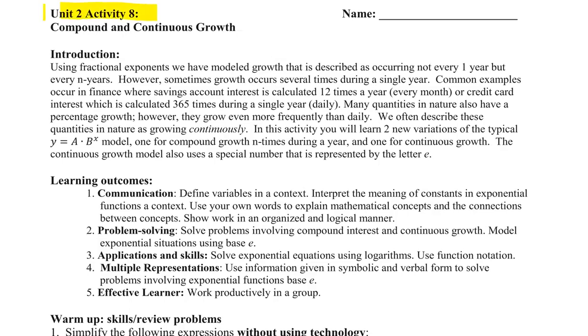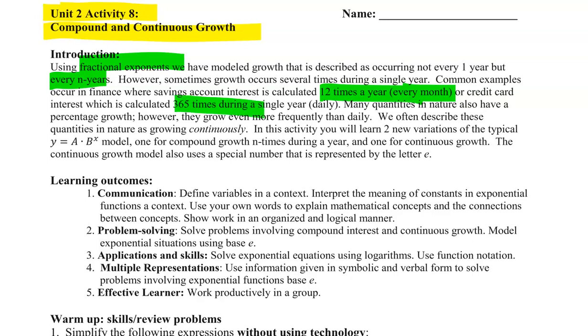Unit 2, Activity 8. It is compound and continuous growth. Using fractional exponents, we have modeled growth that is described and occurring not every 1 year, but every n number of years. However, sometimes growth occurs several times during a single year. Common examples occur in finance, where savings account interest is calculated 12 times a year, meaning every month, or credit card interest, which is calculated 365 times during a single year, meaning daily.